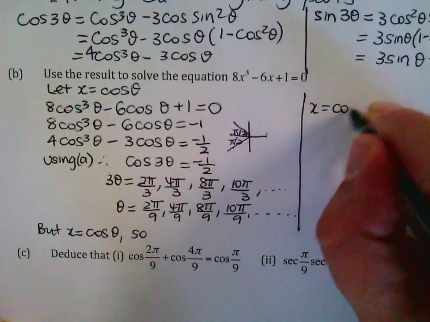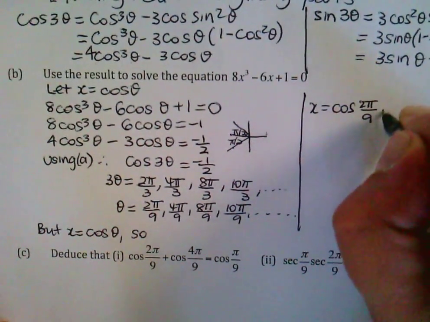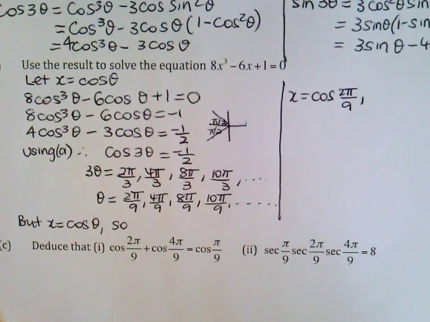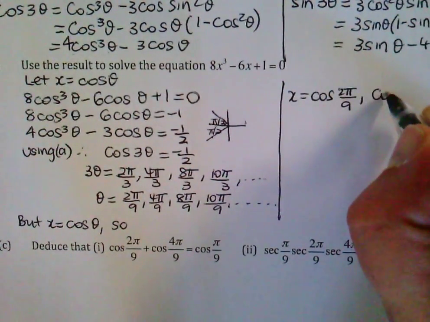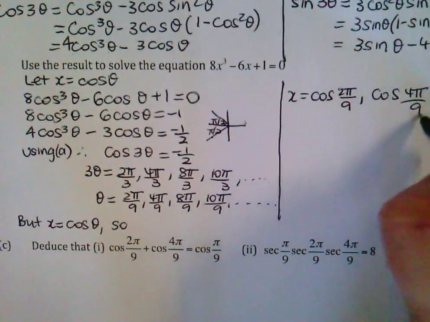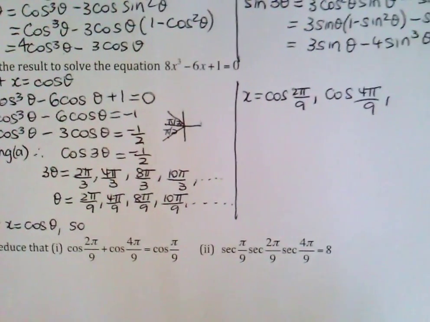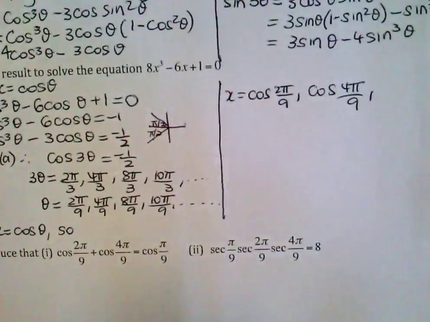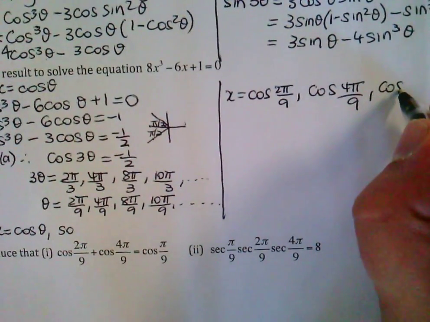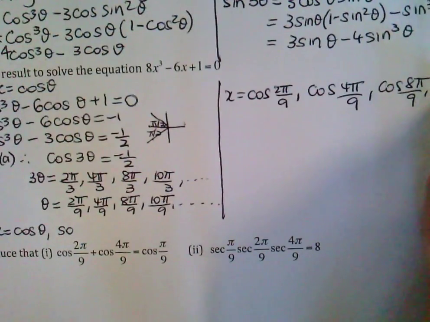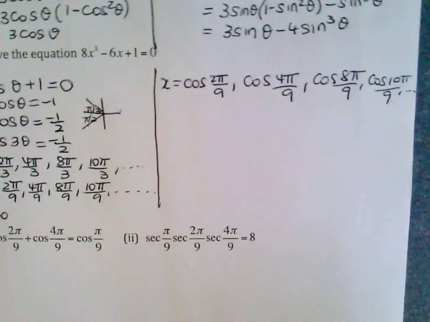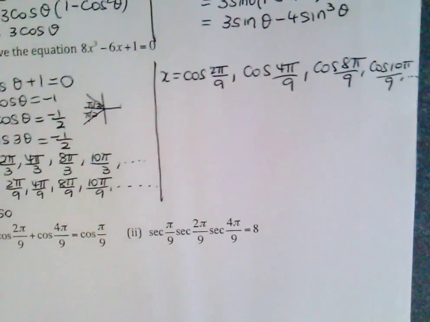So therefore x is cos 2 pi on 9. Now where's that? That's quadrant 1, isn't it? Yeah. Cos of 4 pi on 9, that's still quadrant 1. Cos 8 pi on 9, cos 10 pi on 9, etc.